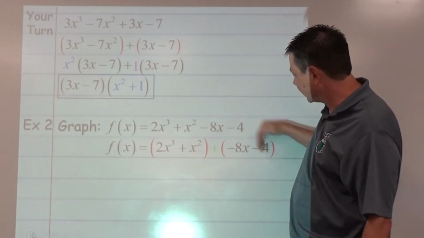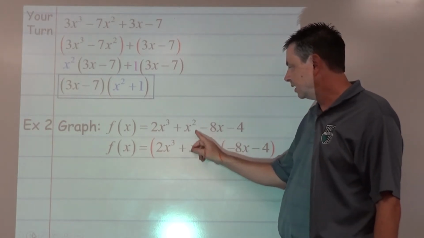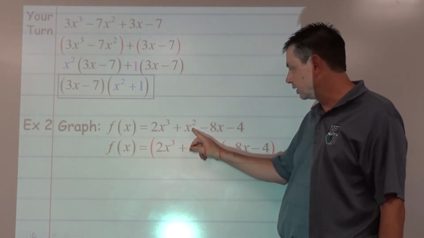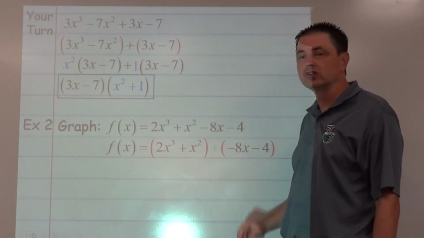Here's the way we're going to do it. We're going to group and keep the minus 8x in the group and squeeze in a plus sign that was kind of invisible here. Plus the negative means the same thing as subtraction. So insert that plus sign.